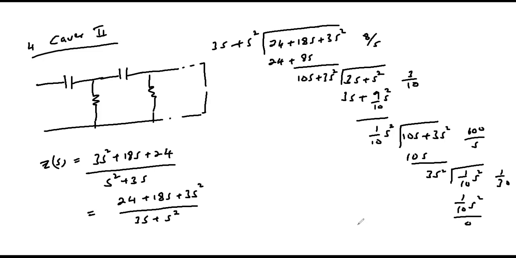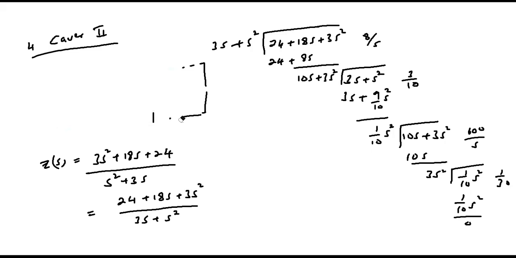Next, we can draw the circuit as follows. So the first part, being a series part, indicates a capacitance in series which can be compared to 1 over SC, impedance due to capacitor, and from which we notice that our C will be 1 over 8. So we have a capacitor whose capacitance is 1 over 8 farad.